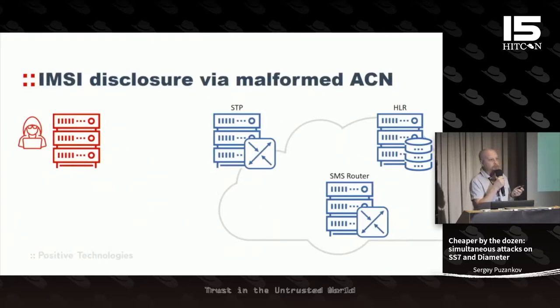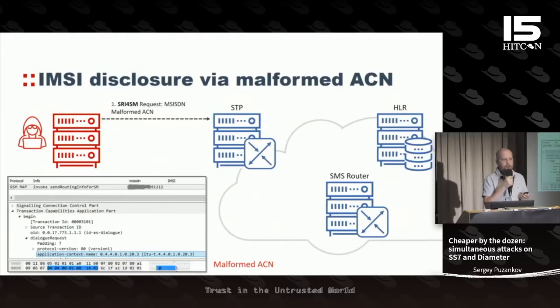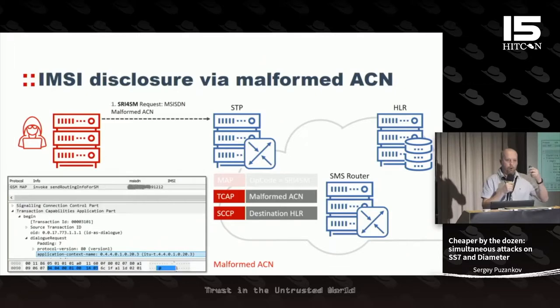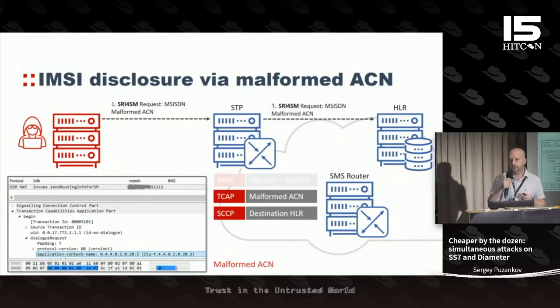Now the intruder appears on the SS7 network and sends a Send Routing Info for SM signaling request with the malformed application context name. This message comes to the STP, and the STP starts analyzing. On the SCCP layer, the STP determines that the destination node is the HLR. On the TCAP layer, the STP faces a malformed application context name. At this step, the STP considers that if the application context is malformed, the whole message is malformed. And the decision is to send this message into the network to the destination node, and the destination node should decide what to do with this signal message.